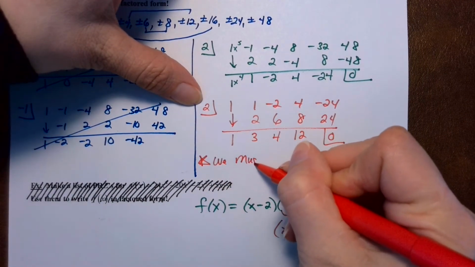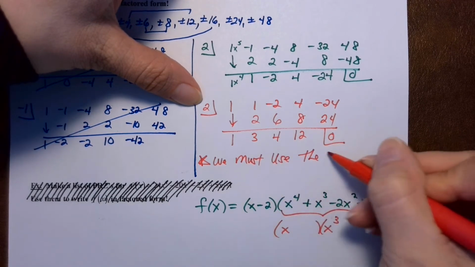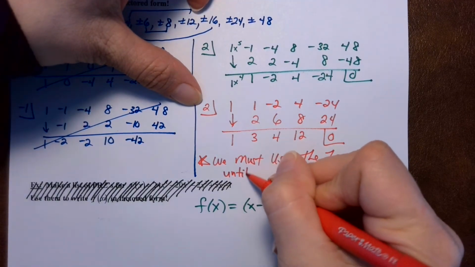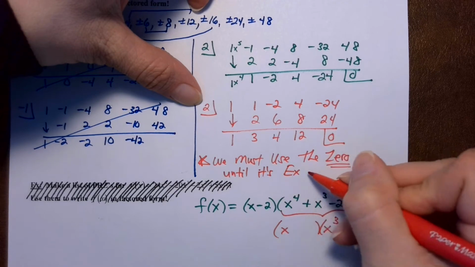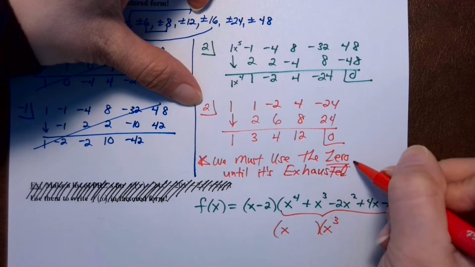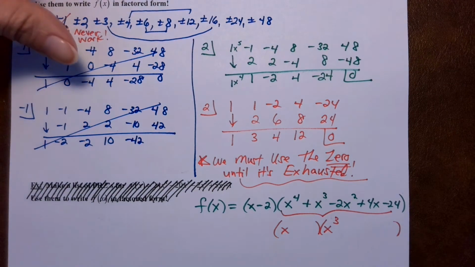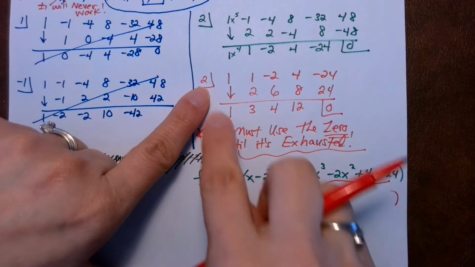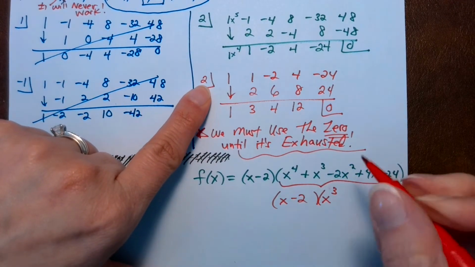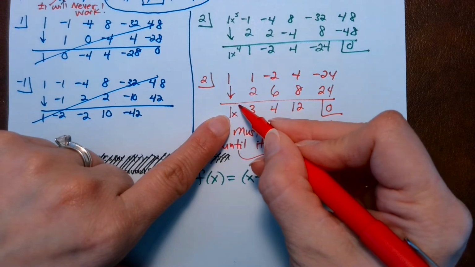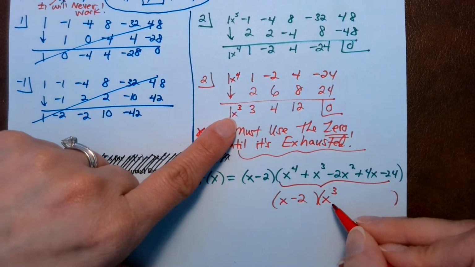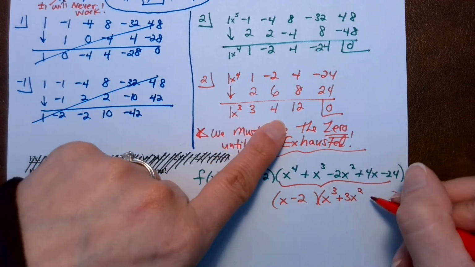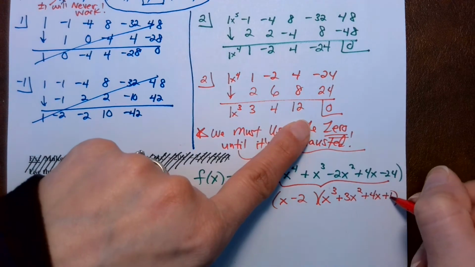So my little note to you: we must use the zero, the x-intercept, the number, until it's exhausted. That doesn't mean tired. Until it's totally used up and exhausted. That worked again, so I'm going to write this all down here in red. I just found x minus 2, and this must be x to the third, right? It was a fourth, so we have 1x cubed plus 3x squared plus 4x plus 12.